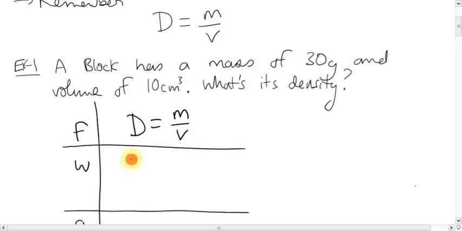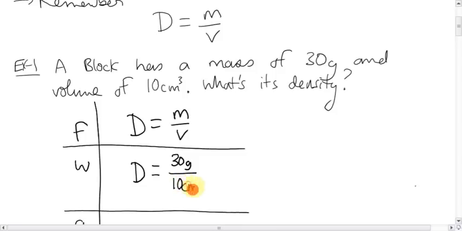Now, the next step of the work was to sub in what we know. I don't think I used the word substitute before, but now we know what that means, substitute, from the algebra stuff we did before. So, do we know what the D density is? What is its density? So we don't know what the density is, so we just leave density as D. Equal sign directly underneath. The mass, the M, do we know what it is? It says a block has a mass of 30 grams, so we do know the mass. It's 30 grams. Divided by the volume, and the volume here is 10 centimeters cubed.